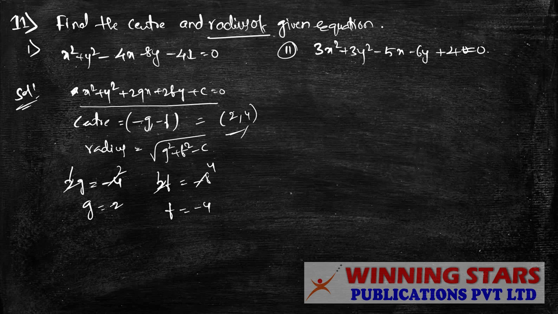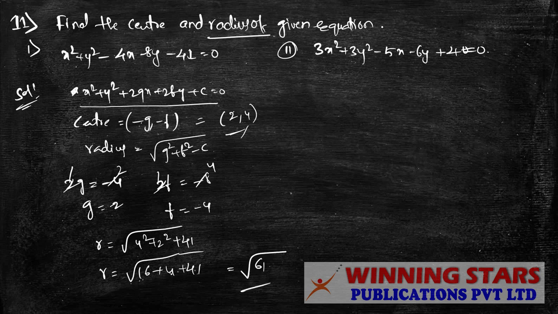Now r is equal to the radius, which is under root of 4 square plus 2 square minus c. What is c? c is equal to minus 41, so it will become plus 41. So r is equal to under root of 16 plus 4 plus 41. So it will become 20 plus 41, under root of 61. So this is the answer. Radius is equal to under root of 61.